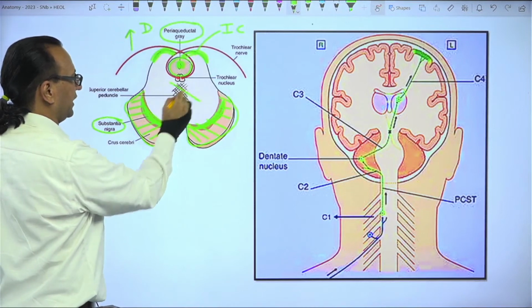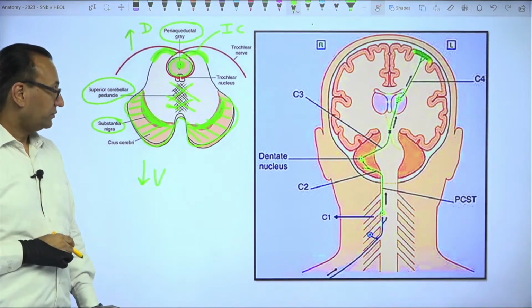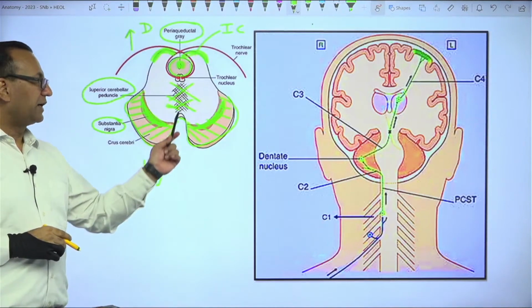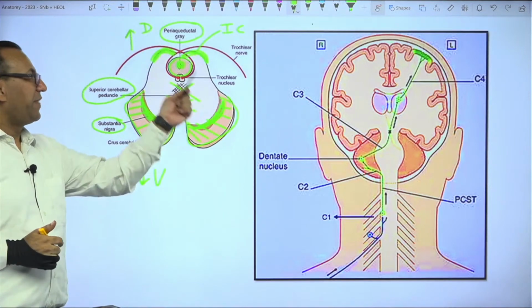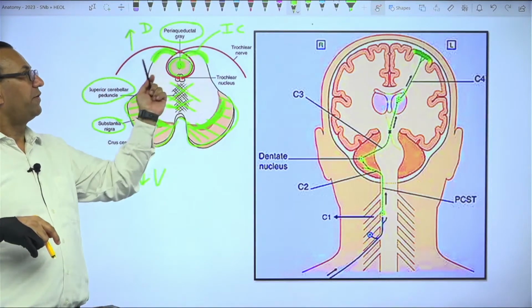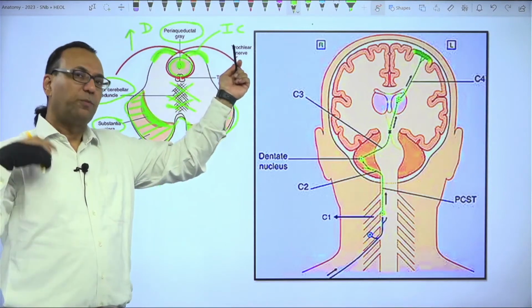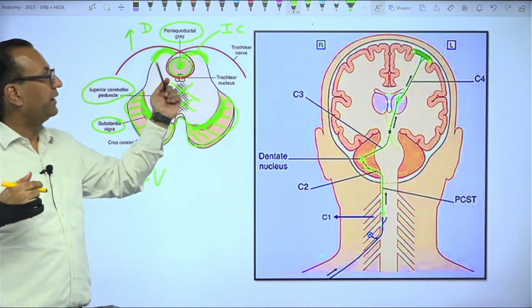And this is the decussation of superior cerebellar peduncle. So the point is, superior cerebellar peduncle basically carries axons and they cross the midline in the lower midbrain. Why do you say lower midbrain? Because in the lower midbrain you have inferior colliculus. In the upper midbrain you have superior colliculus. Inferior colliculus, inferior midbrain or lower midbrain.